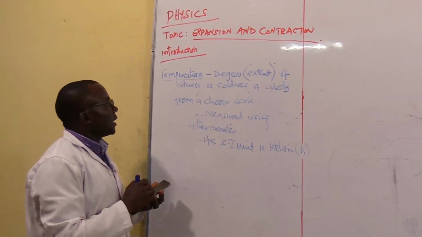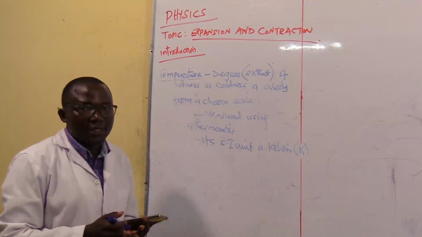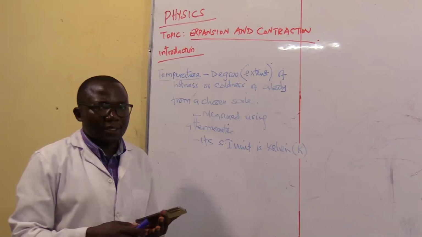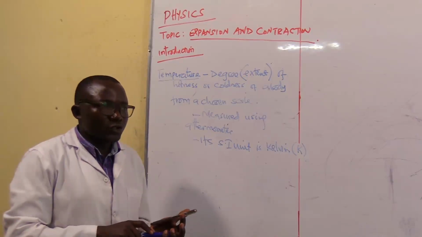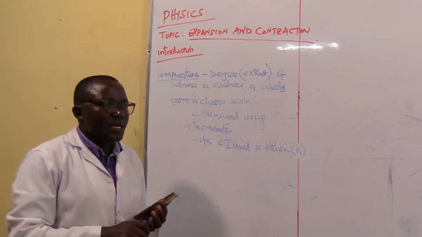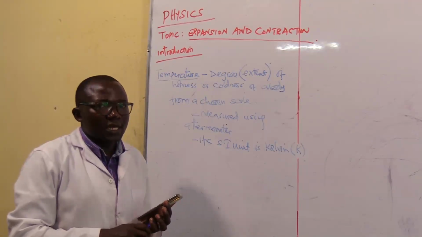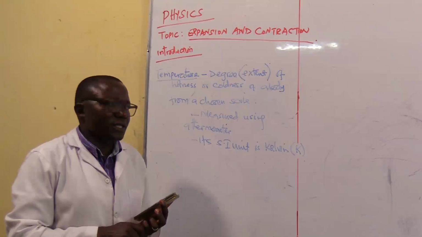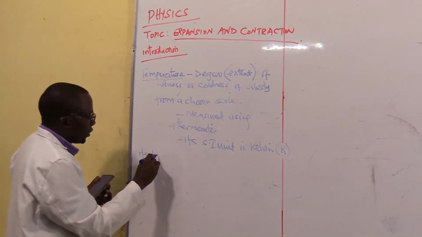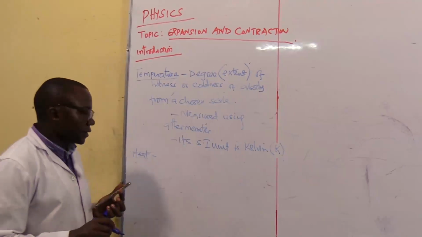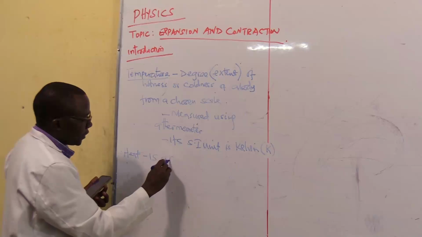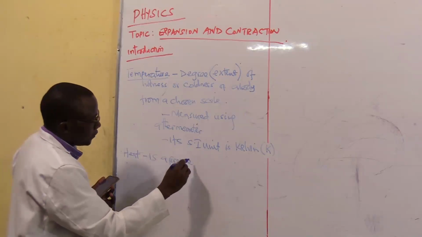So having looked at the meaning of temperature and how it is measured, and even the instrument, many times we've had confusion, students confusing between temperature and heat. When you talk of heat, is heat the same as temperature? That is what I just want us to discover. When we give the definition of heat, we say that heat is a form of energy.